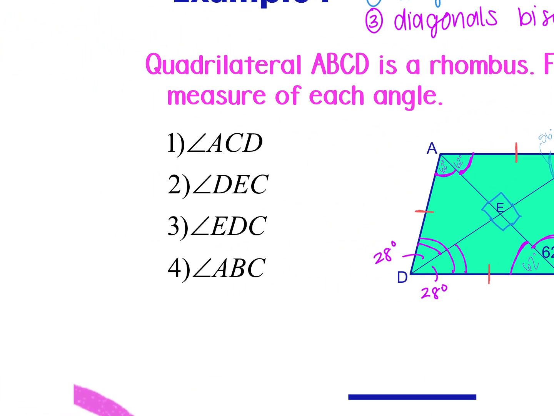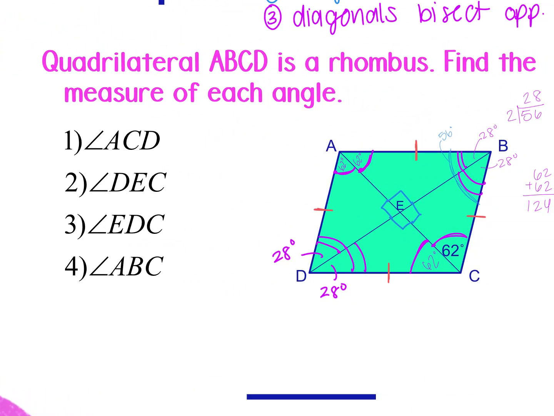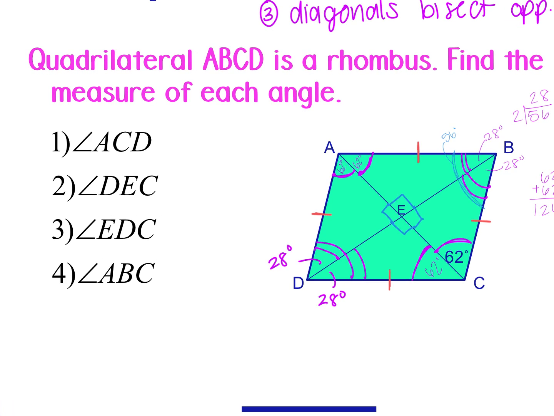All right, labeling what we know. What's the measure of angle ACD? ACD, what was it? 62. Good, it's 62. Write that in there. What's DEC? 90 degrees. DEC is 90 degrees. Yes, I drew a 90-degree angle.